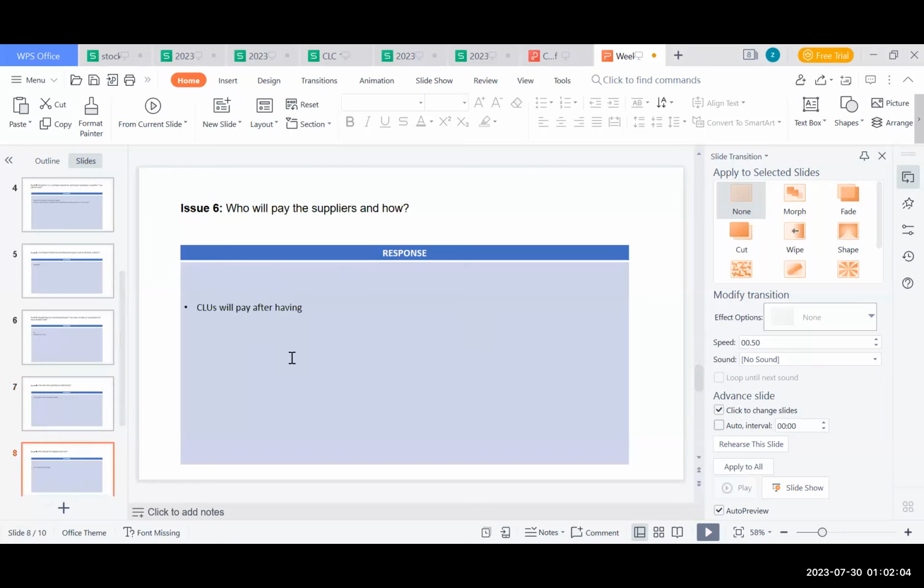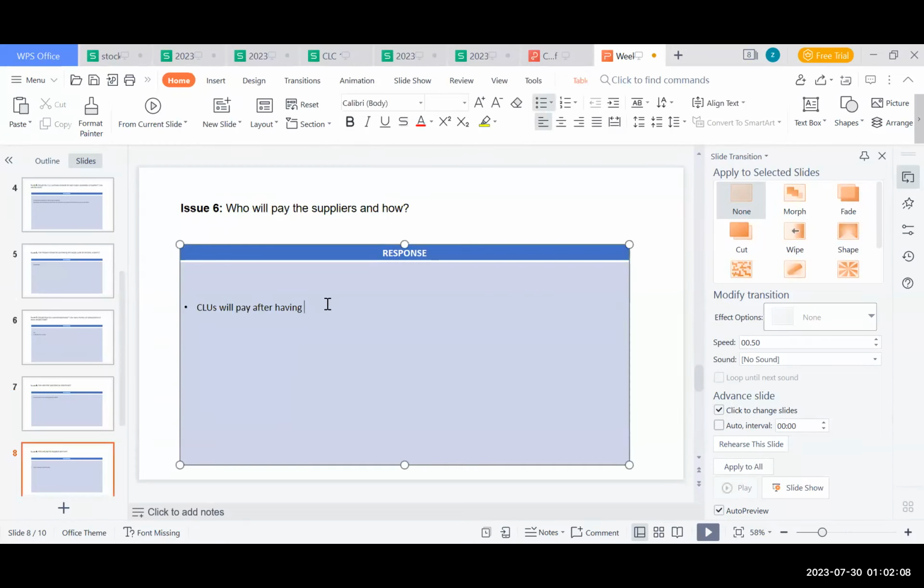So the central logistics unit will also pay after having received payments from the RLUs. So the suppliers will receive payments from the central logistics unit. Of course, we know that RLUs will have reported to the CLU whatever their aggregate funds are, and then this should be paid to the CLU according to the needs.